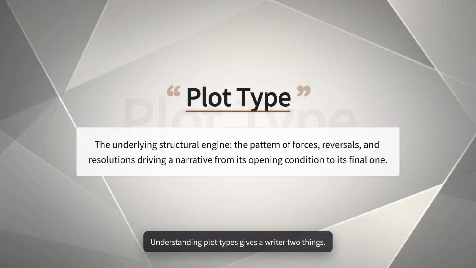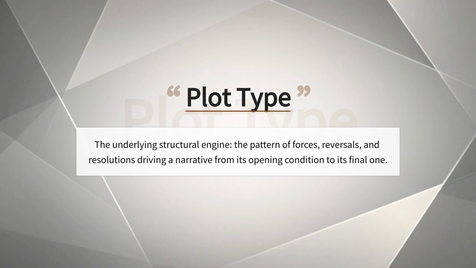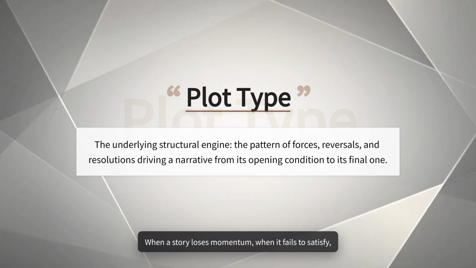Understanding plot types gives a writer 2 things. First, a structural map of what the story is obligated to deliver and in what order. Second, and this is where it becomes genuinely useful for revision, a diagnostic tool. When a story loses momentum, when it fails to satisfy, when readers sense that something is missing without being able to name it, the cause is often a mismatch between the plot type the writer is running and the structural moves that plot type requires.